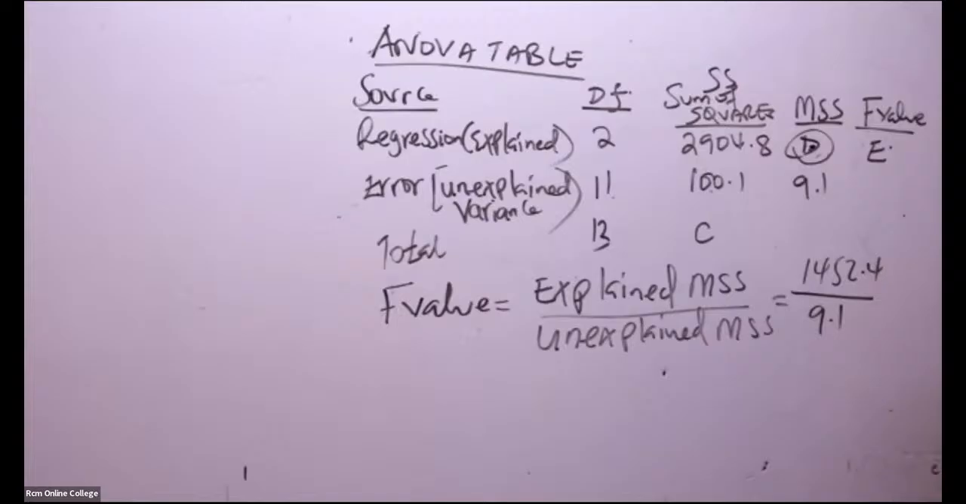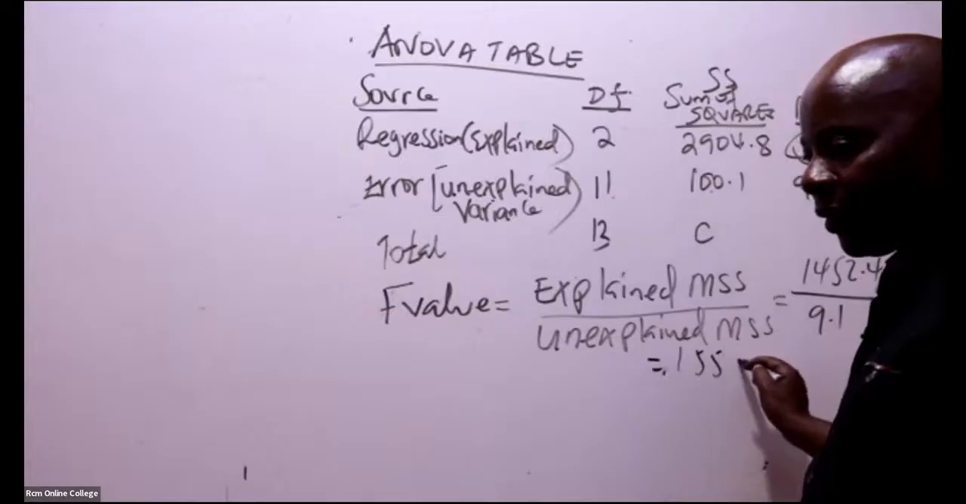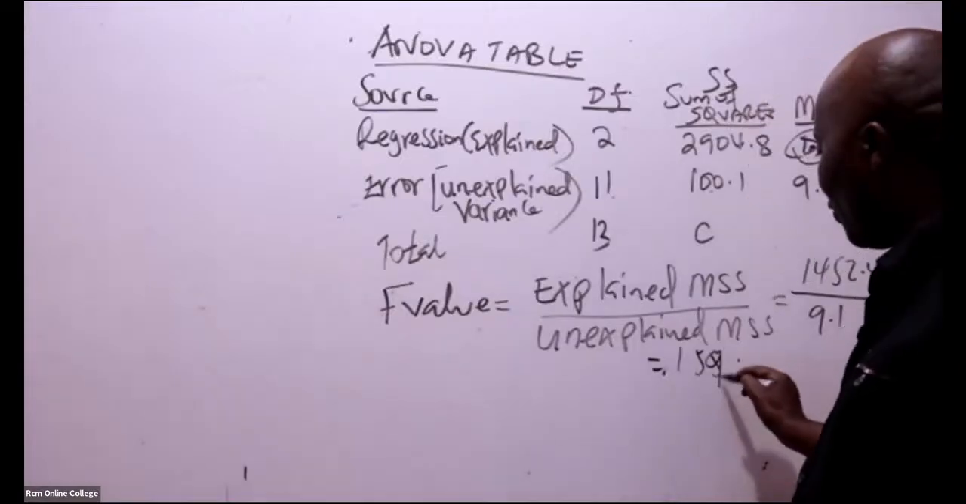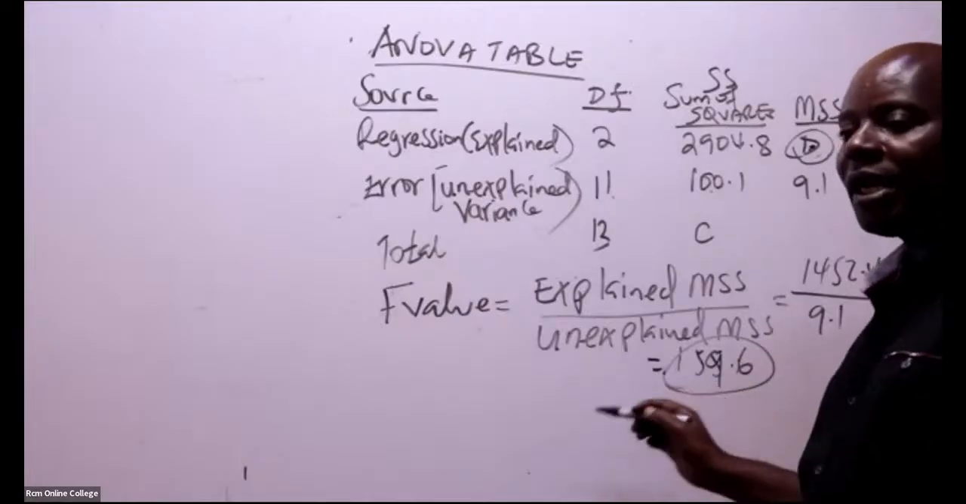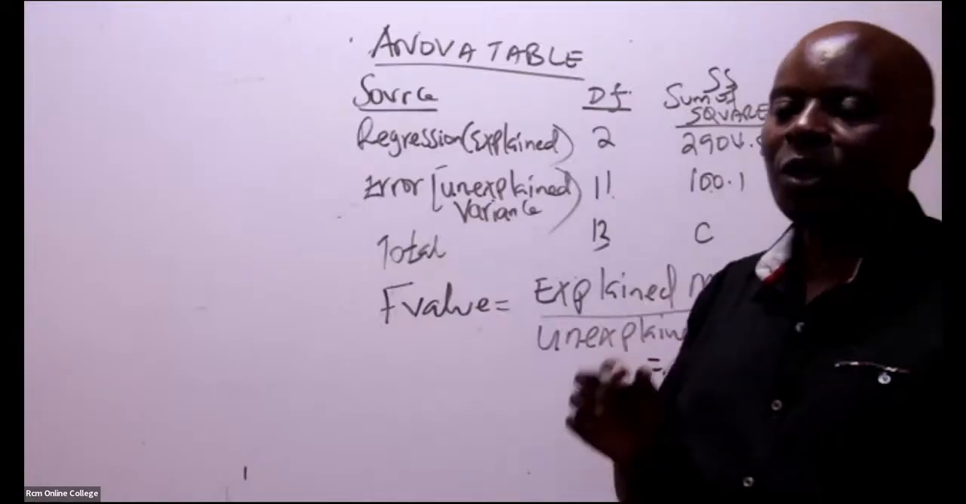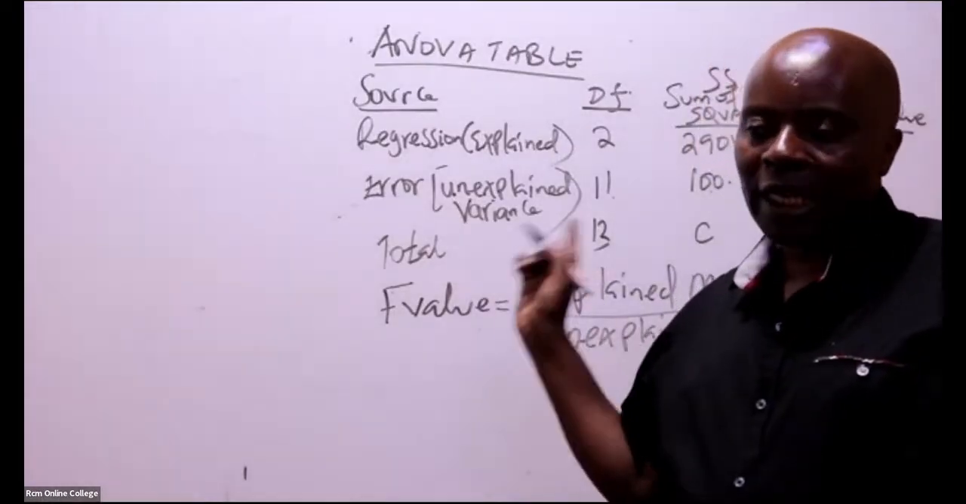To get this F ratio, we get 159, which is really, really high. Very good. The higher it is, the better the predictor. But I would want to take these few minutes to explain what this stands for really.